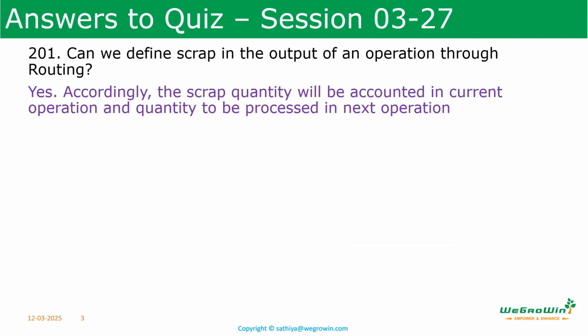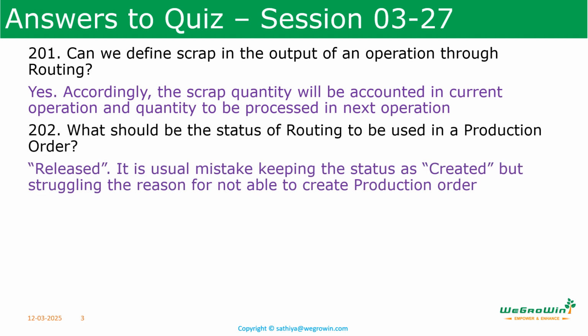Can we define scrap in the output of an operation through routing? Yes. Accordingly, the scrap quantity will be accounted in the current operation and the quantity to be processed in the next operation. This is defined as the scrap percentage when you go to the operations section. What should be the status of routing to be used in a production order? The status should be released.